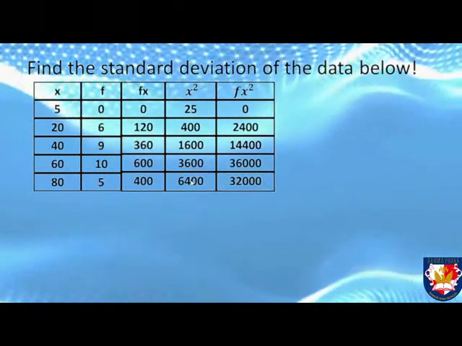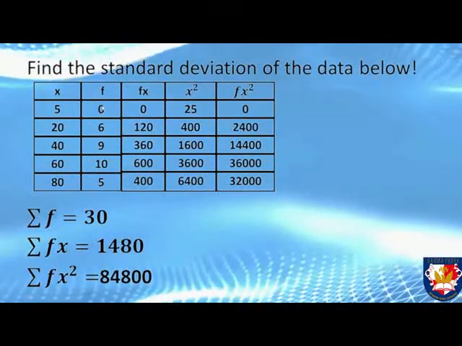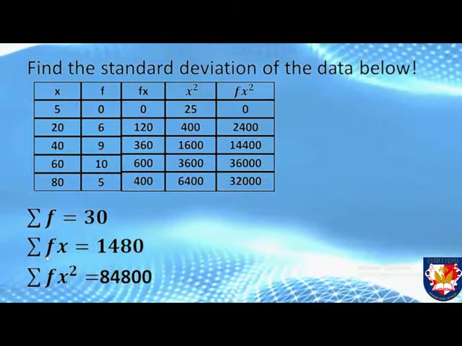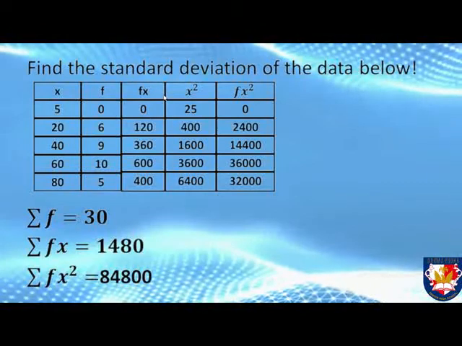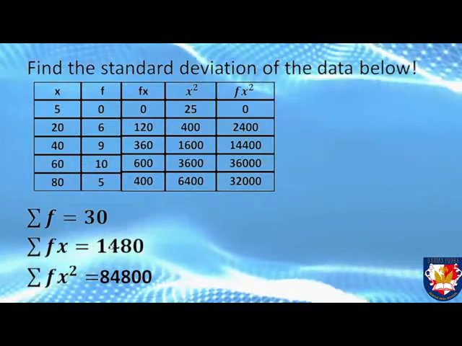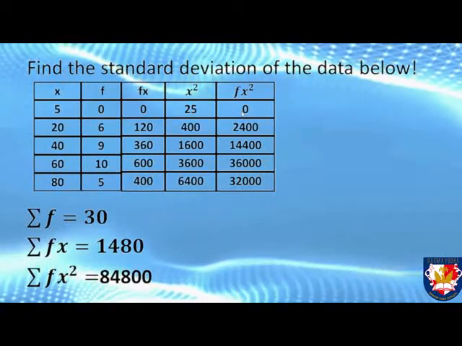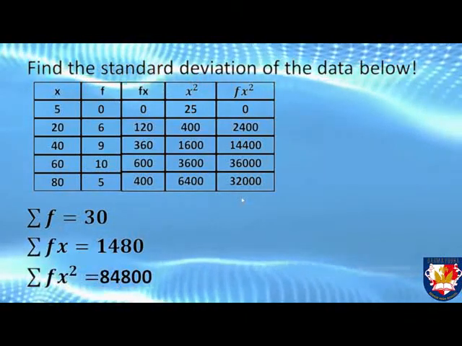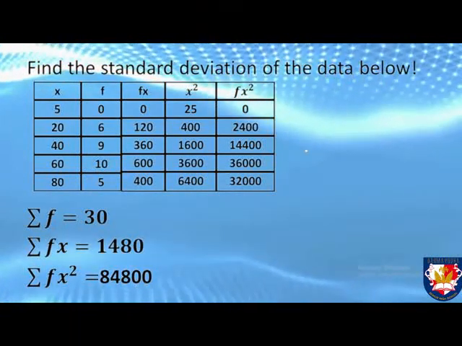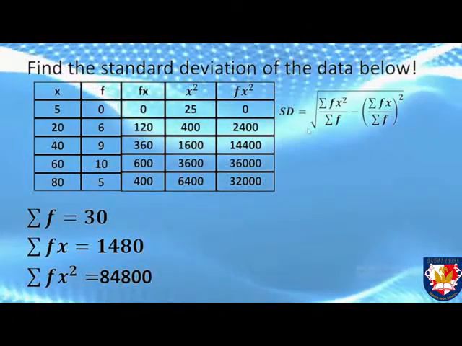Okay, and then we need to find some sigma. First, sigma of f is a total of f. You add all these numbers together, you will get 30. Sigma of x squared, you find the total of all these numbers in this column, you will get 1,480. And then sigma of fx squared is from this column. You add these numbers together, you will get 84,800. Remember, the formula for standard deviation for group data is, this is the formula.